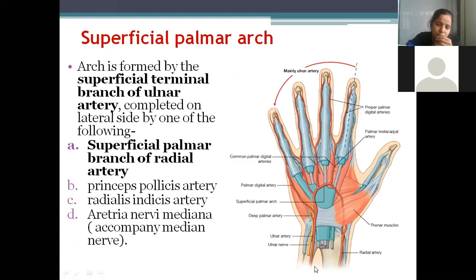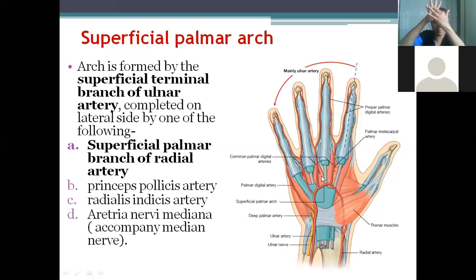Now, this is the main continuation of the ulnar artery and the superficial branch of the radial artery. Both of them join to form the superficial palmar arch. What are the various branches you see here? From this arch, one artery goes and supplies the medial aspect of the little finger; you call it the palmar digital artery. Then you find three more arteries going towards the web spaces.